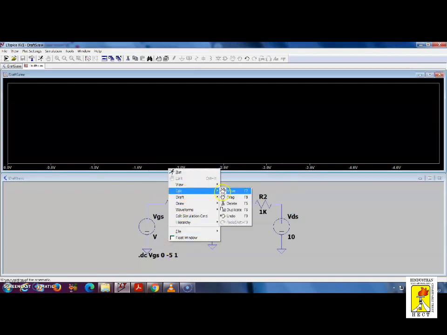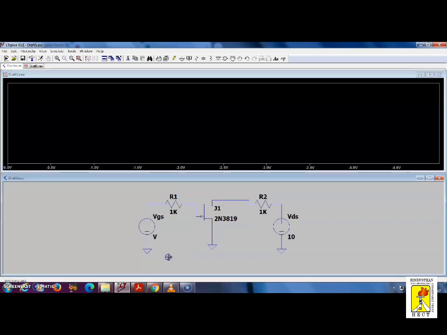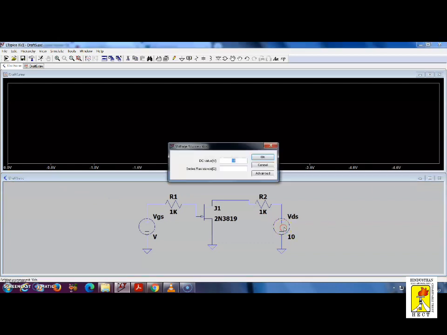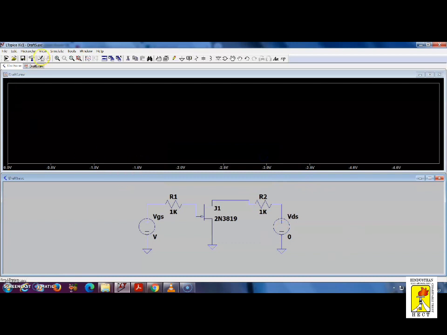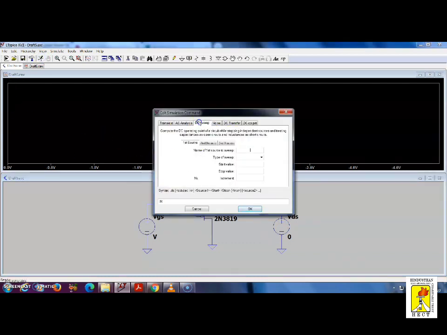Again I go to edit and I'm going to delete the sweep here also. So first in this case, we have to sweep VDS first, right? So on the x-axis I need VDS. For that I'm going to start with 0 and do a DC sweep. The first source I'm going to take as VDS in this case.